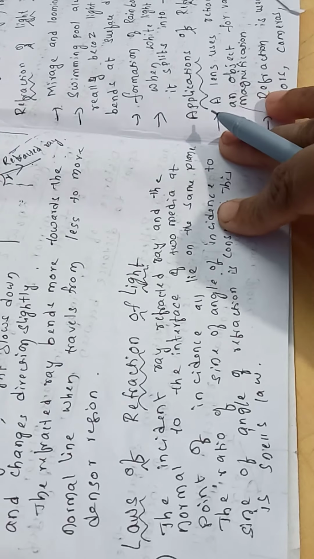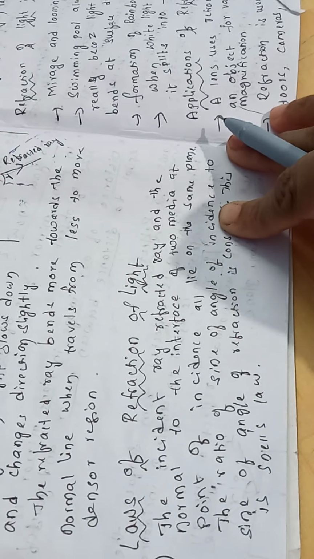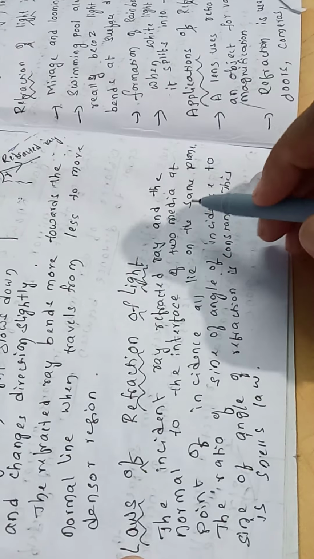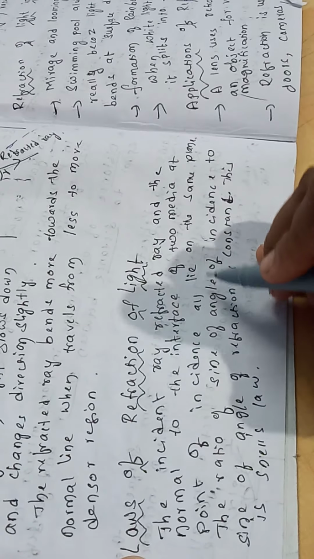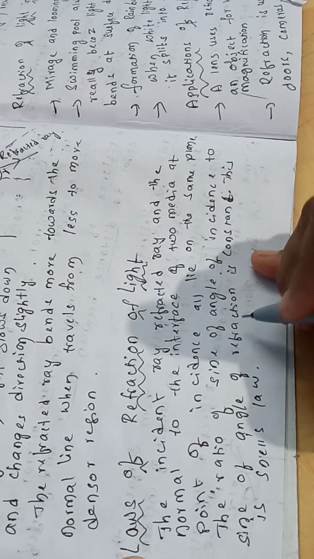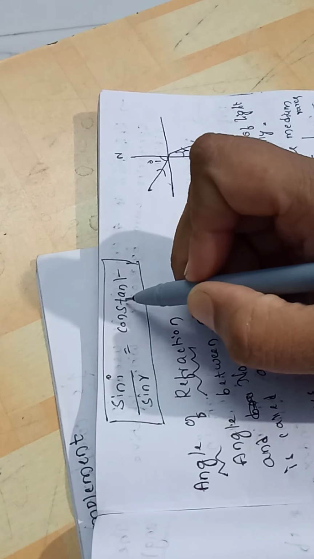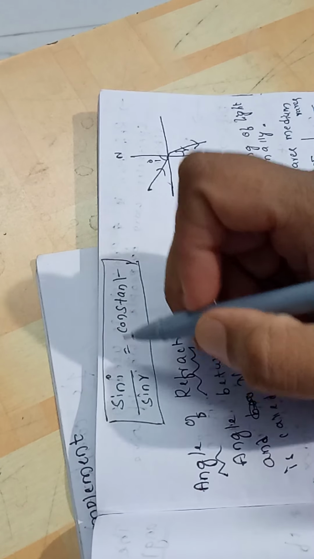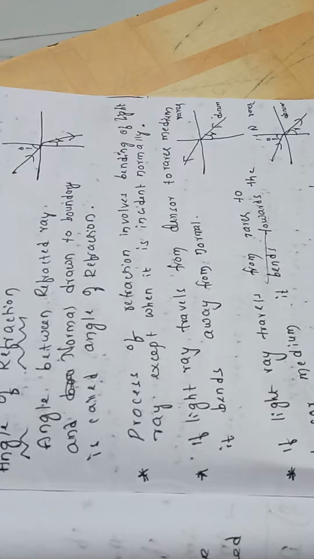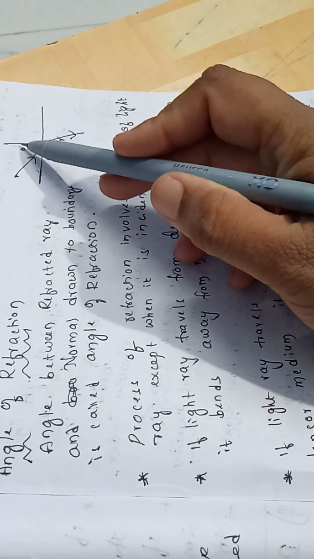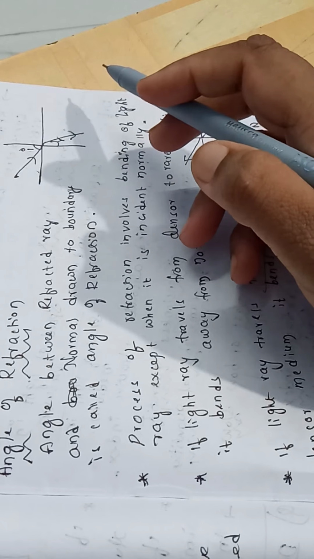Now next, let us see the laws of refraction. The first law is that the incident ray, refracted ray and normal to the interface of two media at the point of incidence lie in the same plane. The second law is Snell's law. What is Snell's law? The ratio of sine of the angle of the incident ray to sine of the angle of the refracted ray is equal to a constant. This is the second law. Already we defined the angle of refraction, nothing but the angle between the normal drawn and the refracted ray.